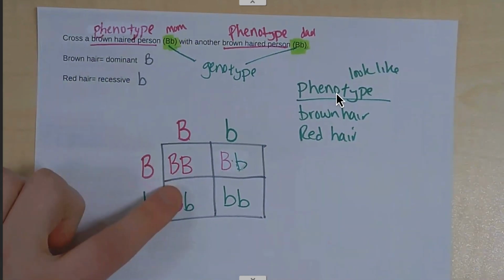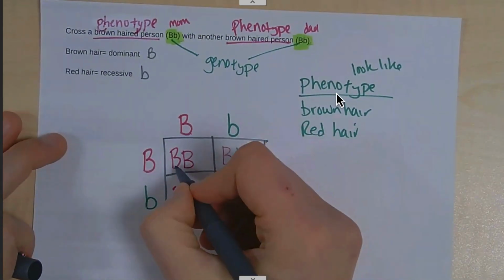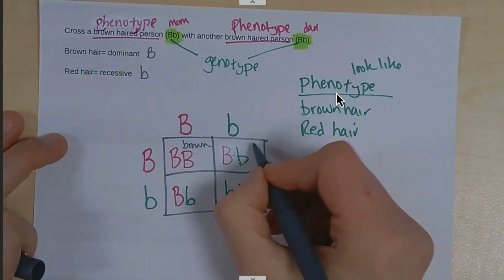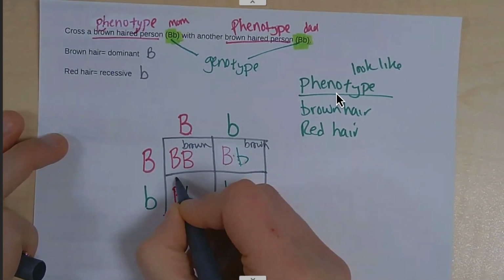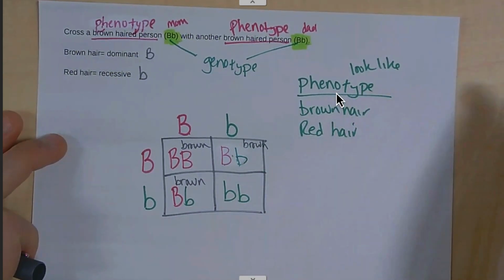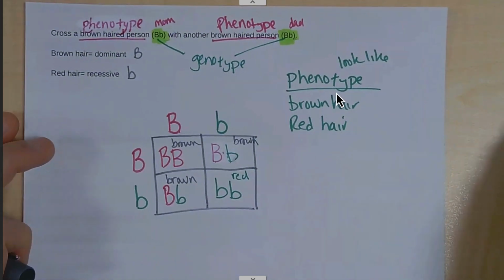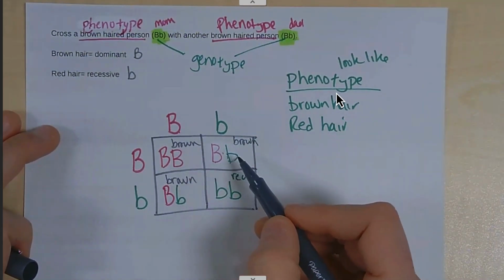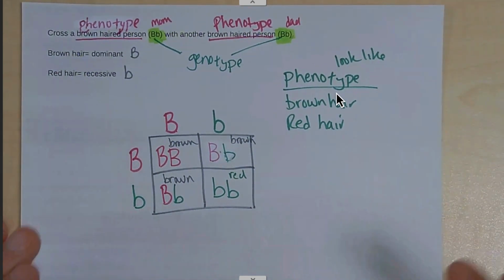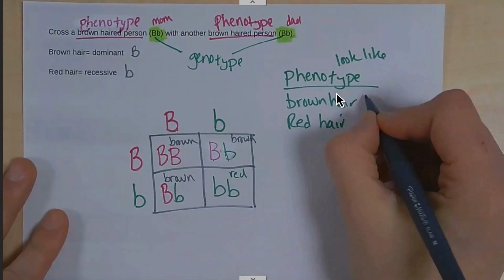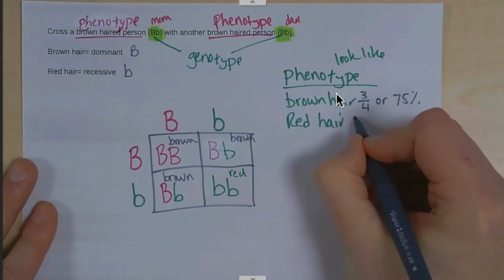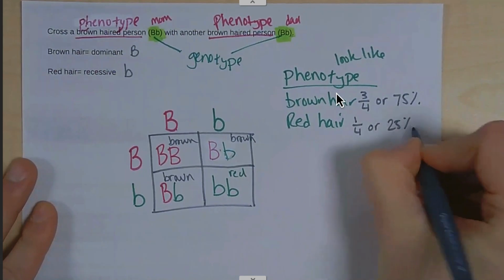If I'm looking at mine, the dominant allele is going to show through. So in this case, big B is going to be brown because we know brown is dominant. This capital letter is going to show through, so this one is brown. Capital letter is going to show through on this one, so it's going to be brown. And we've got a recessive allele right here, two lowercase, so this one's going to be red. So we've got 1, 2, 3, and remember this is the likelihood, the percentage. They're not having 3 or 4 kids. This is how likely it is to happen. So 3 out of 4, or 75%, will have brown hair, and 1 out of 4, or 25%, will have red hair.